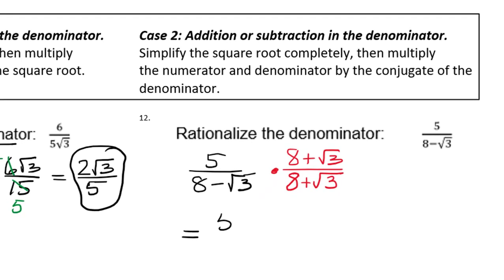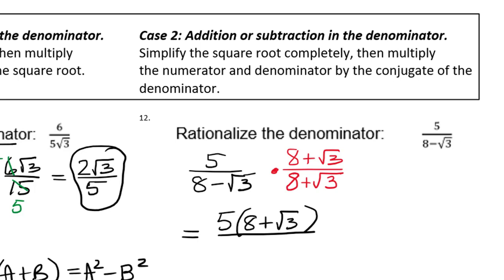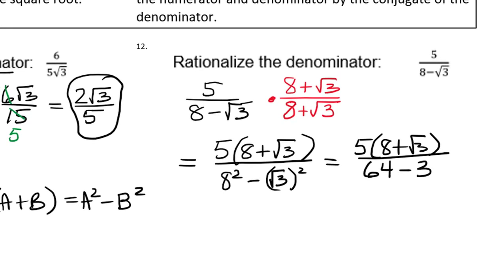So let's see what we get when we multiply this out. We're going to have 5 times 8 plus the square root of 3. I'm not going to multiply it through yet. I'm not going to distribute yet because we might need to reduce, and if so, it's easier if it's already in factored form. Now I'm going to multiply 8 minus square root of 3 times 8 plus square root of 3. Remember, when you multiply conjugates, the product is a difference of squares. So in this case, we would have 8 squared minus square root of 3 squared, which is going to be 64 minus 3, which is 61. So we have 5 times 8 plus root 3 over 61.